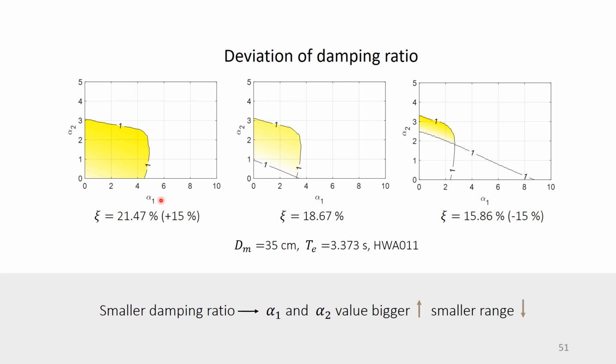We can see from the results that for a smaller damping ratio, the demand for alpha 1 and alpha 2 values is bigger, and the range is smaller. Alpha 1 and alpha 2 are bigger because the structure provides less damping and depends on the displacement restraint mechanism more. So these two values have to be bigger.